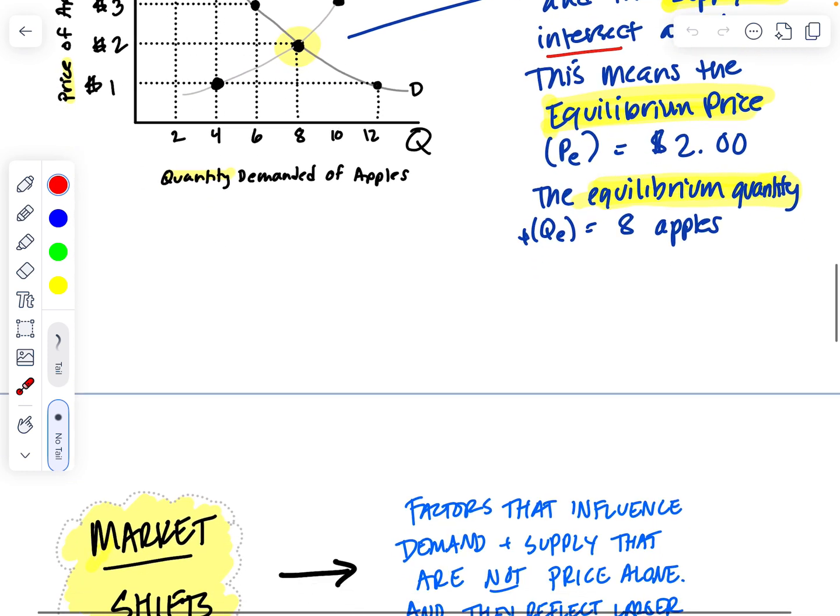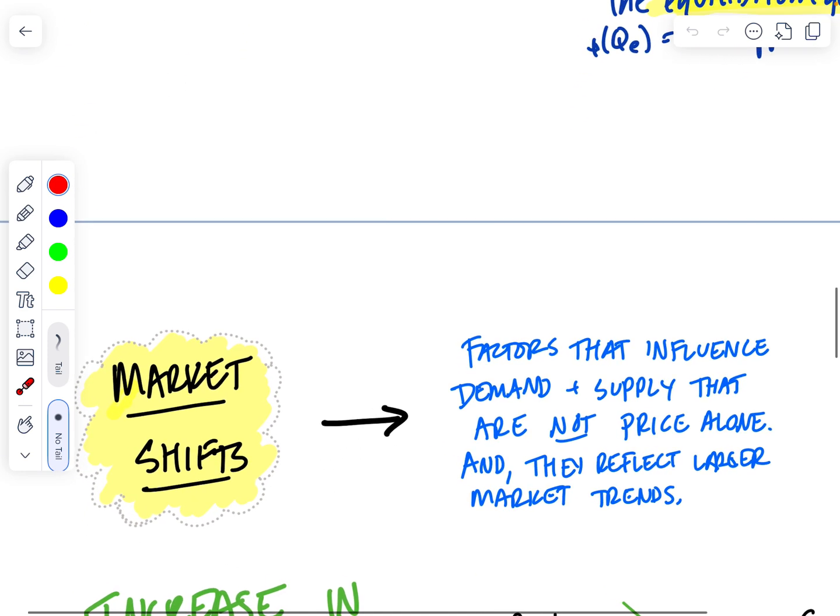Getting back to this concept of market, market demand and market supply graphically looks a little bit different. And it looks different because so many human beings are going to react in a similar way, because so much of economics is behavioral, that instead of plotting points on the curve, we're actually going to move the entire curve to the right or the entire curve to the left. So I'll give you a moment to pause here and write down what we mean by a market shift, but it's factors that influence demand and supply that are not price alone. They reflect larger market trends.